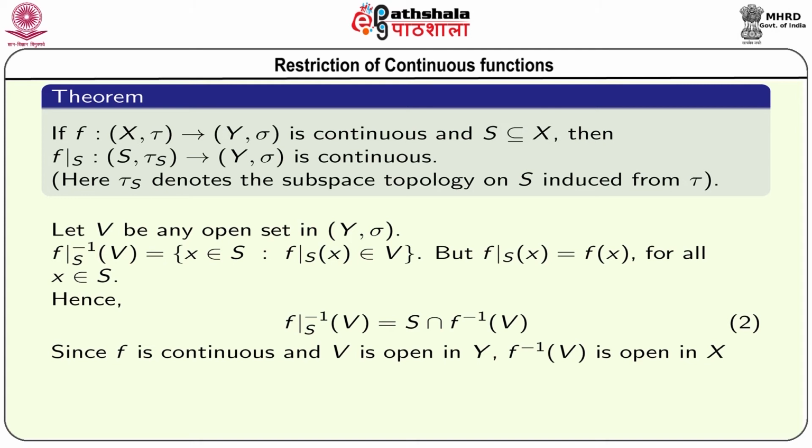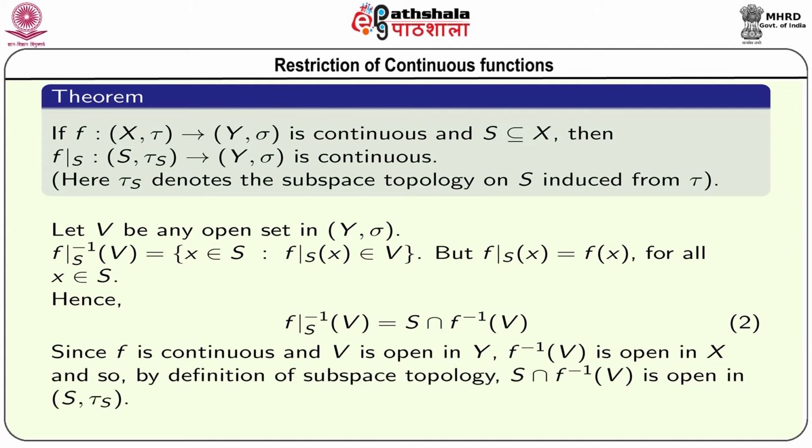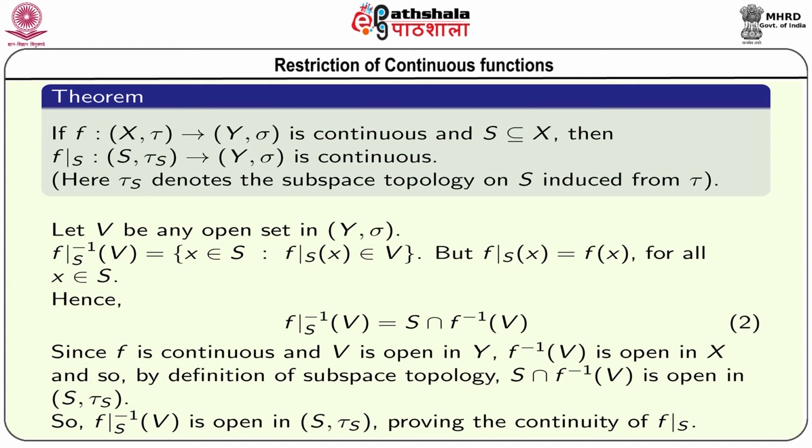Now, since f is continuous and V is open in Y, f inverse V is open in X. And so, by definition of subspace topology, S intersection with f inverse V is an open set in S tau S. Consequently, by equation 2, that is (f restricted to S) inverse of V equal to S intersection of f inverse V, we can conclude that (f restricted to S) inverse of V is open in S tau S, proving the continuity of f restricted to S.